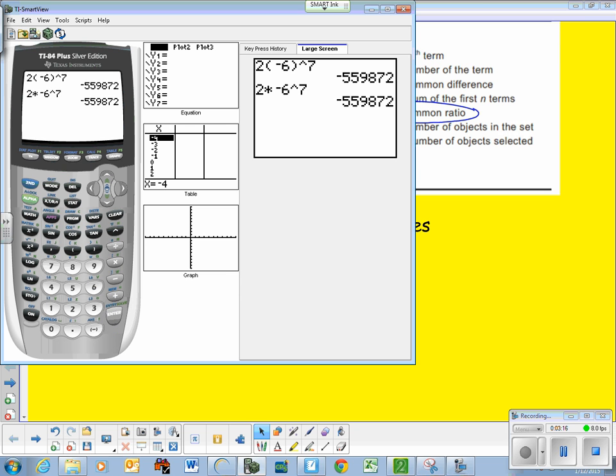If you have an even exponent, you need to make sure you get that negative in parentheses, but we are okay in this case. Negative 559,872.